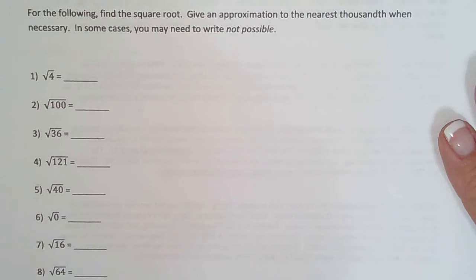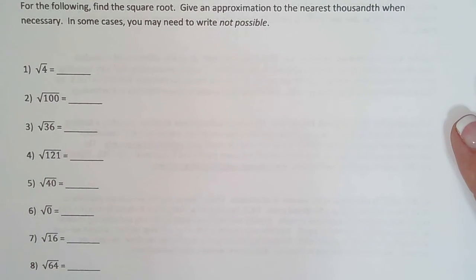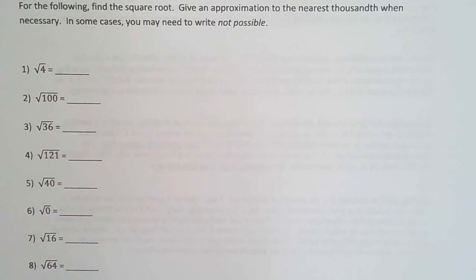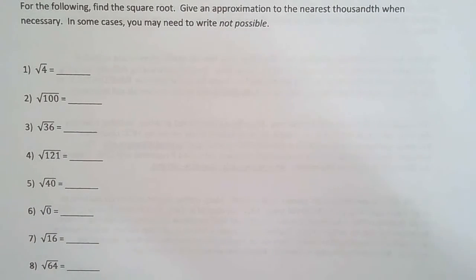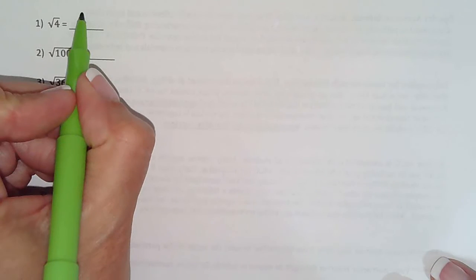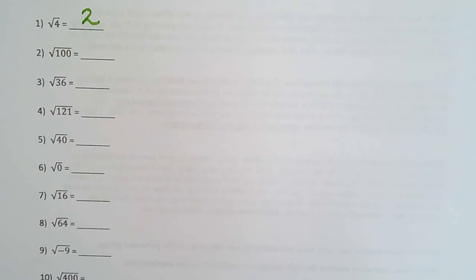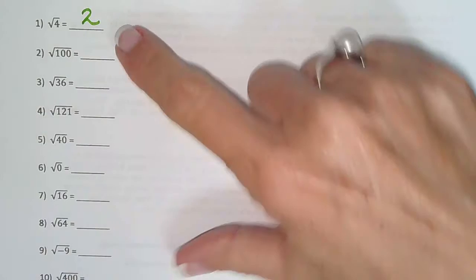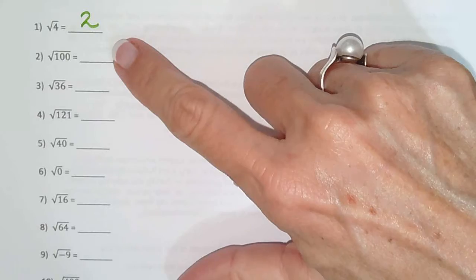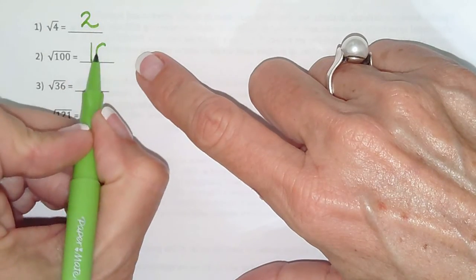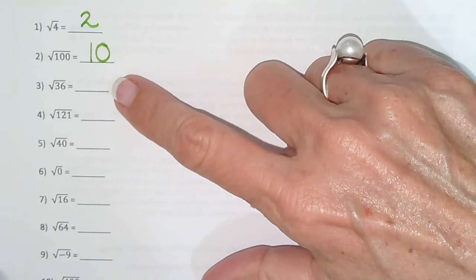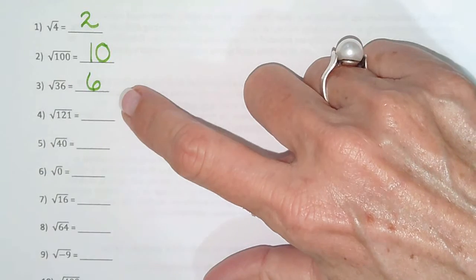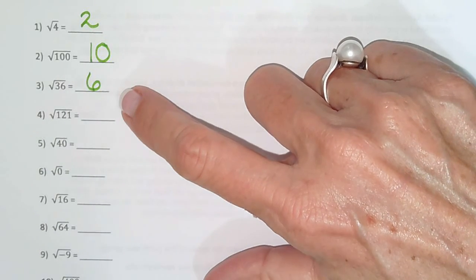For the following, find the square root, give an approximation to the nearest thousandths when necessary. In some cases, you may need to write not possible. So square root of 4 is 2, because 2 times 2 is 4. Square root of 100 is 10, because 10 times 10 is 100. Square root of 36 is 6, because 6 times 6 is 36.